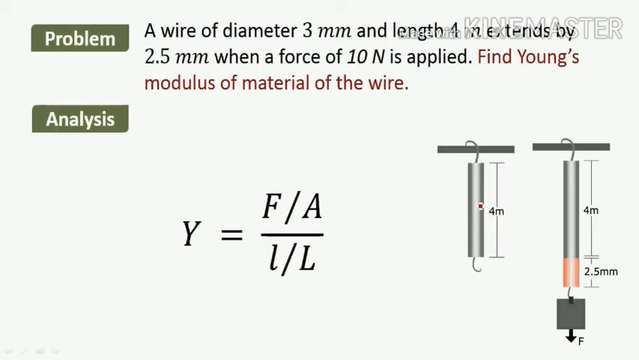Initially there is a spring of length 4 meters. After putting some force, it is elongating by 2.5 mm. Now what is Y? The formula for Y is stress by strain. Stress is nothing but F by A, and strain is nothing but change in length by original length. You know the force, that is 10 newtons. You know the area, pi r square or pi by 4 d square. You know the change in length, 2.5 mm, and the original length, 4 meters. If you substitute these values in this formula, you will get the answer.